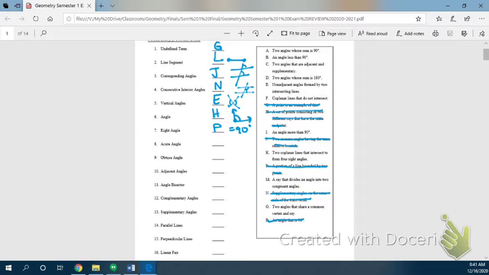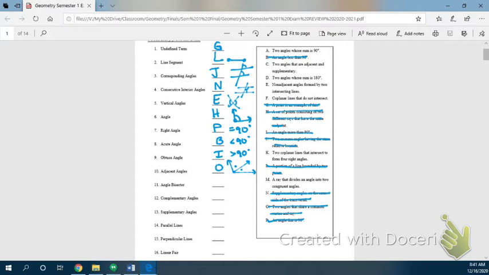An acute angle is when it is less than 90. And obtuse is when it is greater than 90. So that will be B and I. Adjacent angles are when they're right next to each other. So if I try to draw adjacent angles here, they're angles that are right next to each other. Those two angles are adjacent angles. So adjacent angles share one ray. So that would be O.